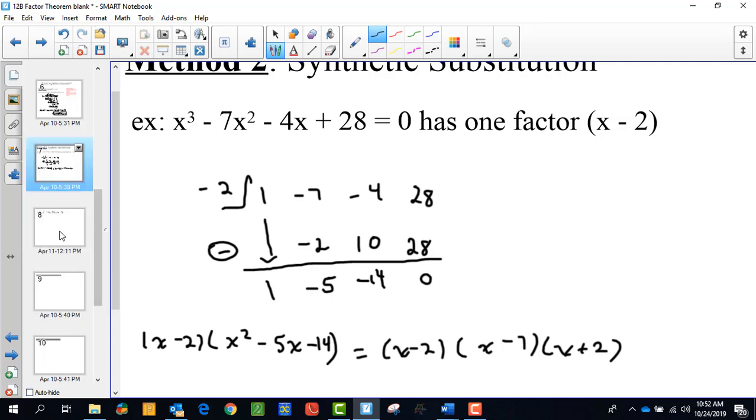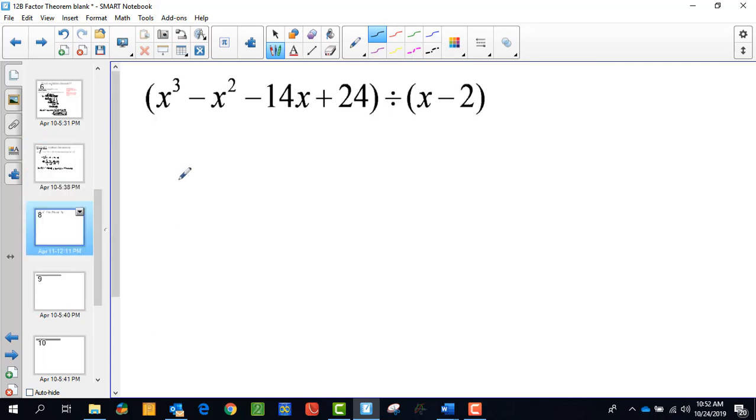So all we're going to do is practice this. So we want x cubed minus x squared minus 14x plus 24 divided by x minus 2. So if you do it with long division, we'll do that here, and then we'll do it with synthetic substitution. So we have x cubed minus x squared minus 14x plus 24.